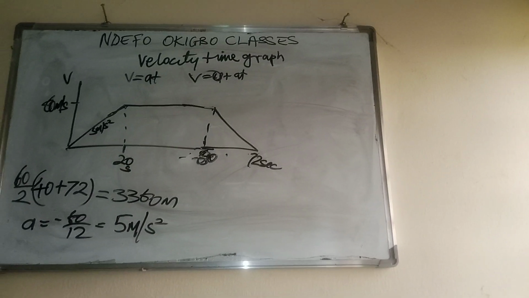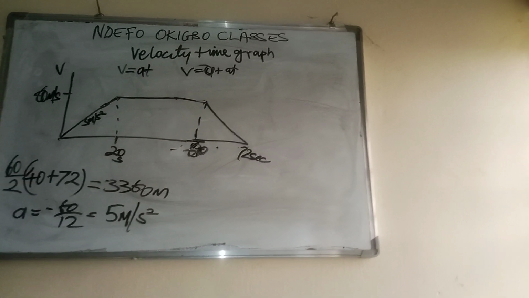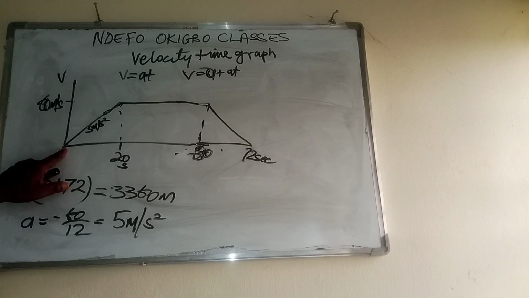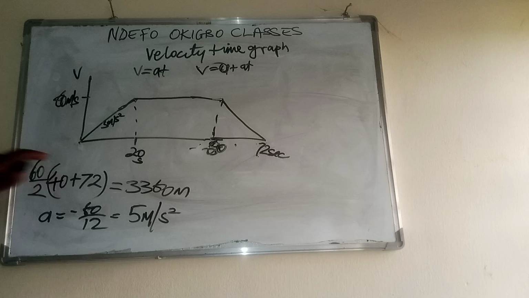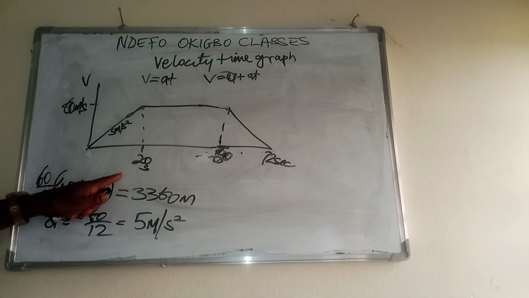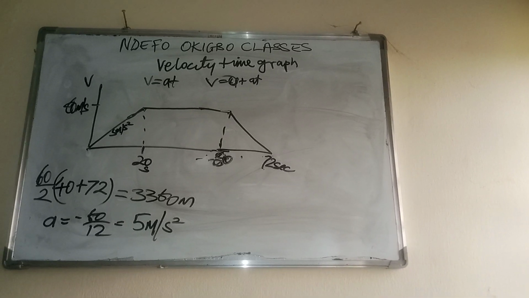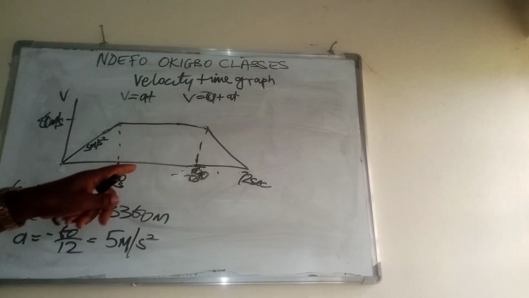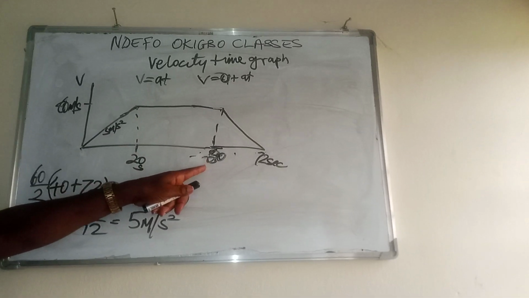Simple. So let me repeat the question. A car started from rest, accelerated constantly at 3 meters per second squared for 20 seconds. It then traveled at the velocity reached for 40 seconds.